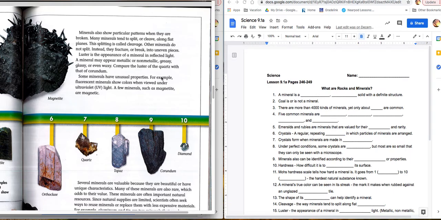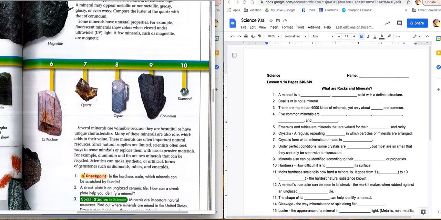Some minerals have unusual properties. For example, fluorescent minerals may show colors when viewed under ultraviolet light. A few minerals, such as magnetite, are magnetic. Okay. So 16, you have what they do under UV light, or what the word is, ultraviolet light. That might cause it to shine. And you have some are magnetic. You got to give the word down for it. That's magnetite. That's cool. It'd be easy to find by running a magnet over it.